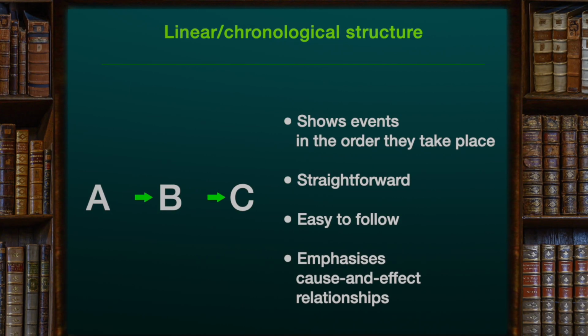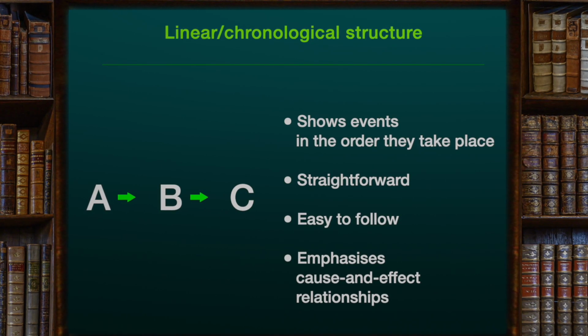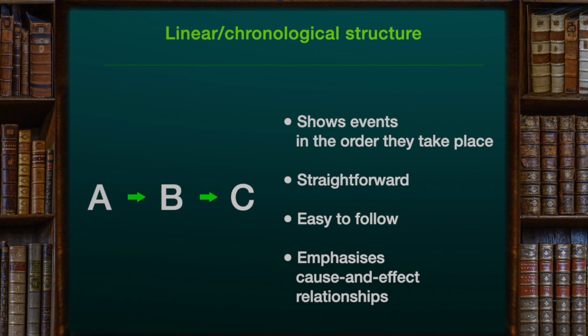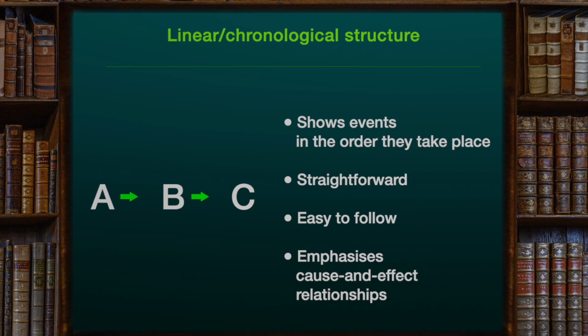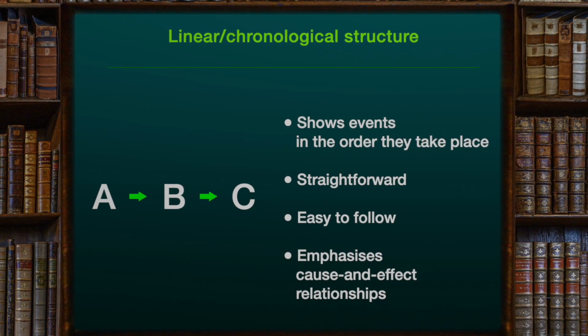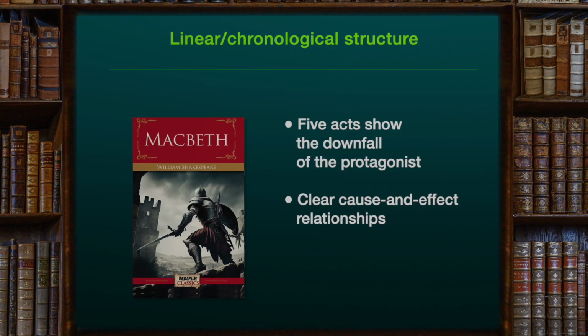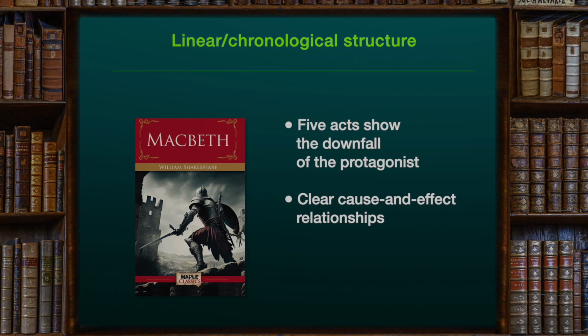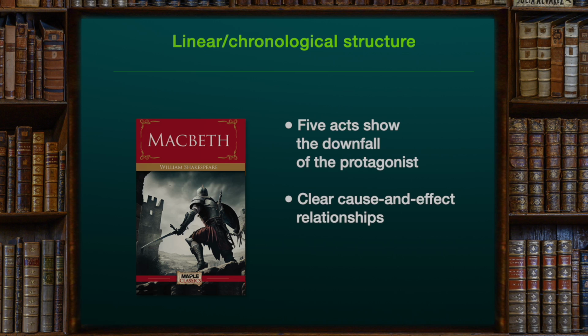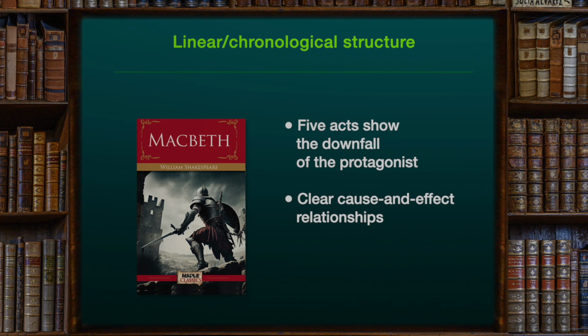First, let's review what we covered in the previous video. A linear plot structure presents the events of a narrative in chronological order and follows a clear and straightforward timeline, which makes it easy for readers to understand the cause and effect relationships in the story. Last time, we discussed the tragedy of Macbeth by William Shakespeare, which consists of 5 acts and shows how untamed ambition leads to the downfall of the protagonist.